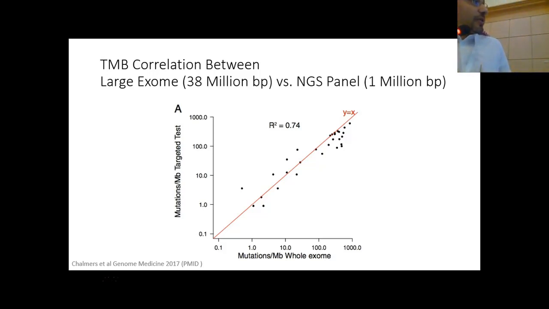And this is a comparison between the exome and the panel from Foundation Medicine, which is 300 genes and 1.1 million bases. And this shows a good correlation, 0.74.